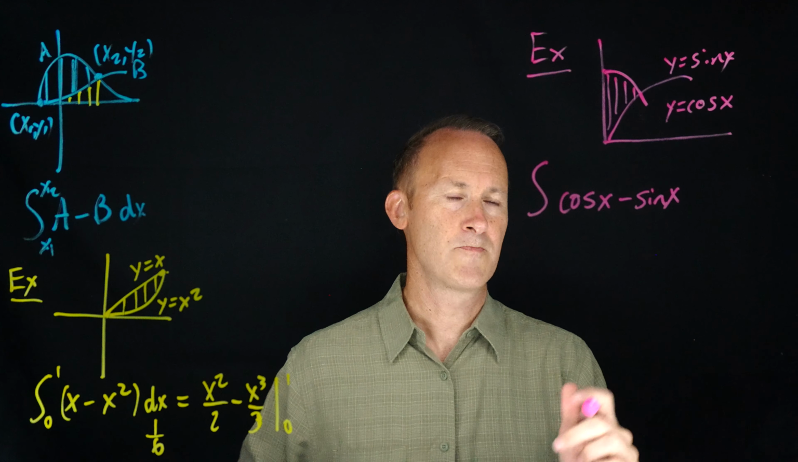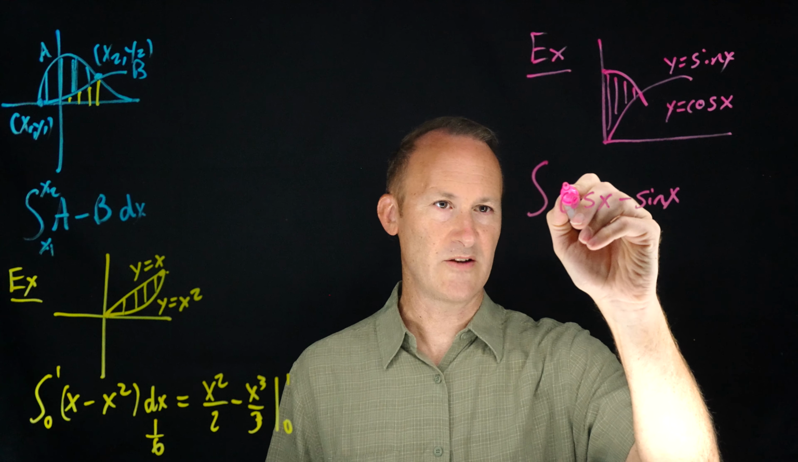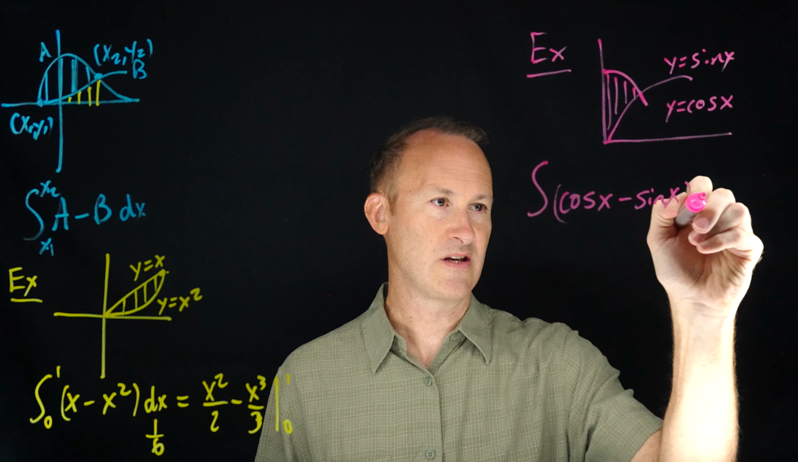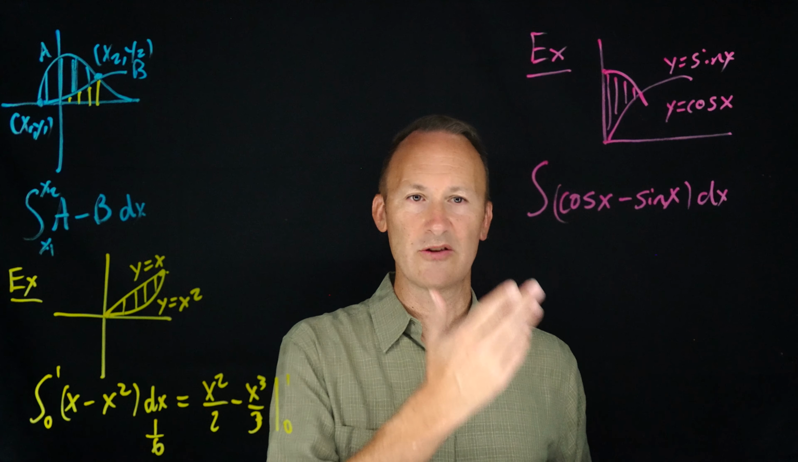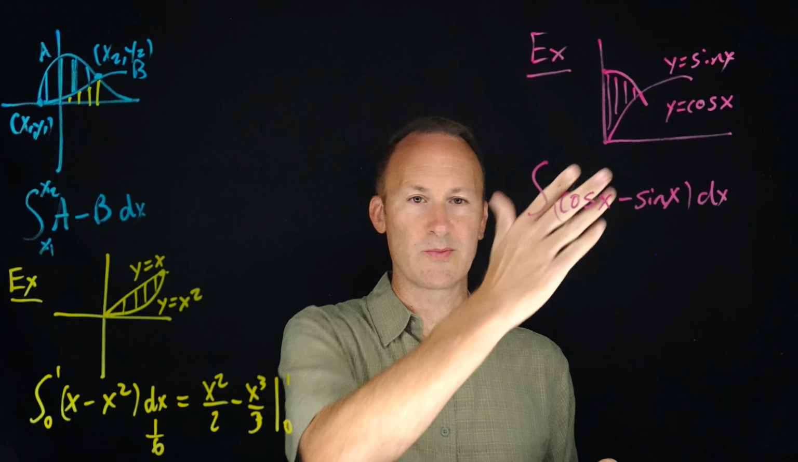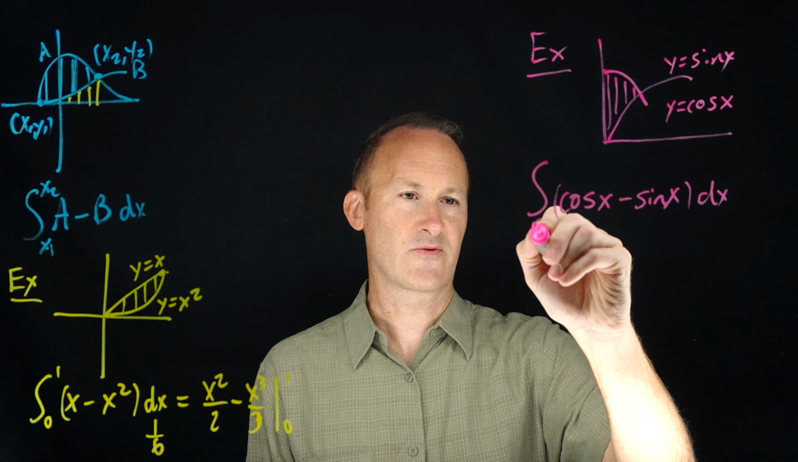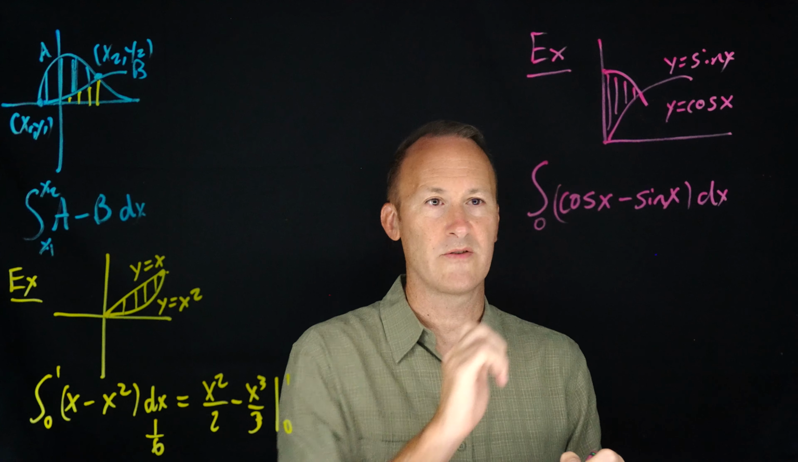All right, so cosine of x minus sine of x dx. And what are we evaluating from? What points? So we're just looking at the first quadrant, and we're just going up to their point of intersection. And so this is from 0 to, okay, well, what's their point of intersection?